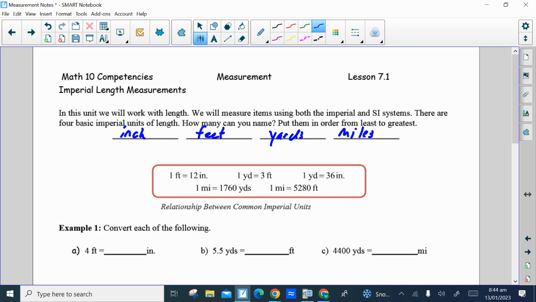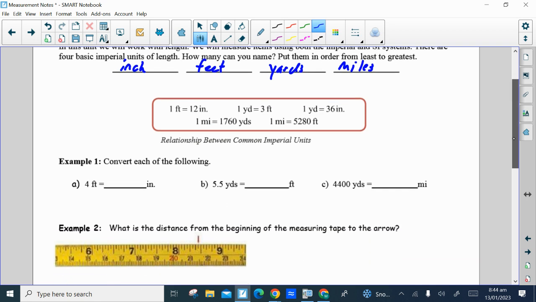There are 12 inches in a foot. There are 3 feet in a yard. Because there's 12 inches in every foot, 3 feet would be 36 inches. So that's why it says 1 yard could also equal 36 inches. There's 1,760 yards in a mile, or 5,280 feet in a mile. So these are some things that we'll be using to do some conversions.